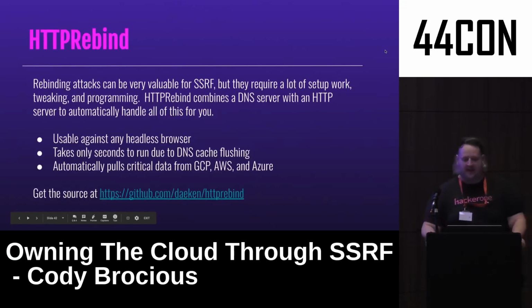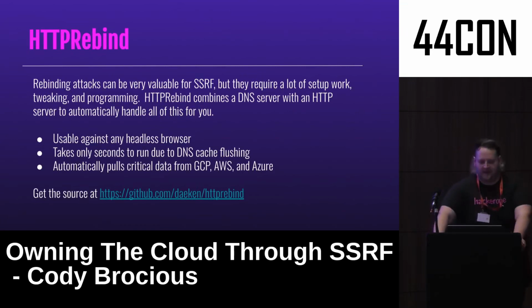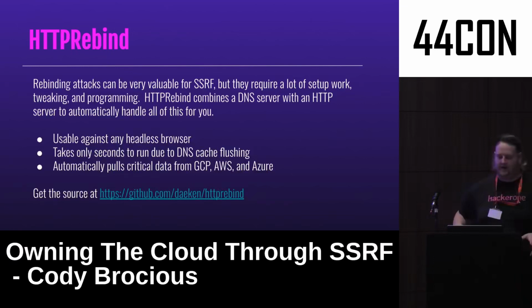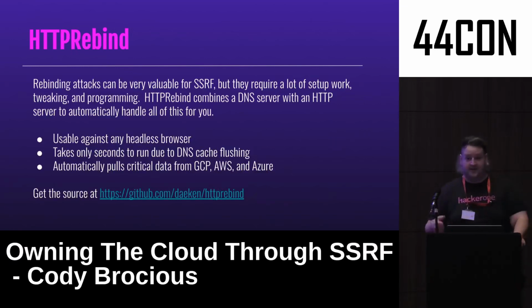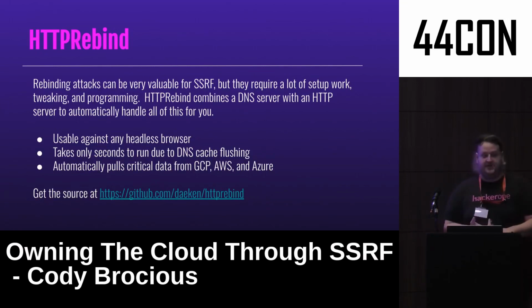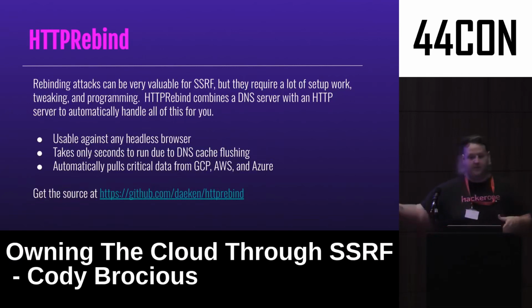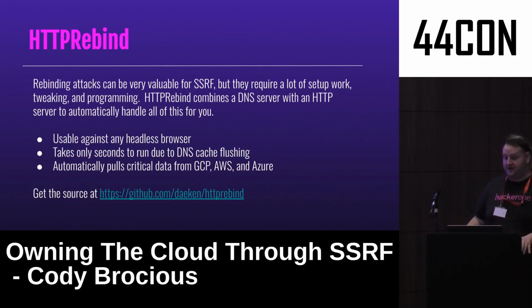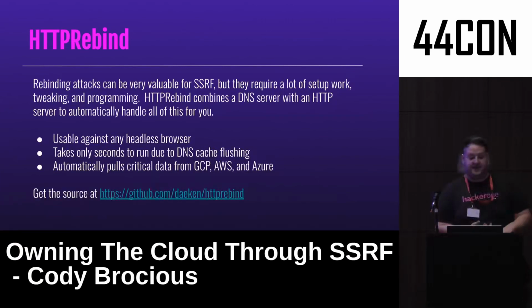So the way that I showed you earlier, with the Python script and then having to change it in Cloudflare and wait for a while, that sucked. It was fraught with difficulty. So I made a script that actually combines a DNS server and an HTTP server. You have to have a domain that you can point its name servers to a server that you control. But if you run this, it actually will work against any headless browser. It'll pop GCP, AWS, and Azure automatically. I'm sure we're going to be adding more later.